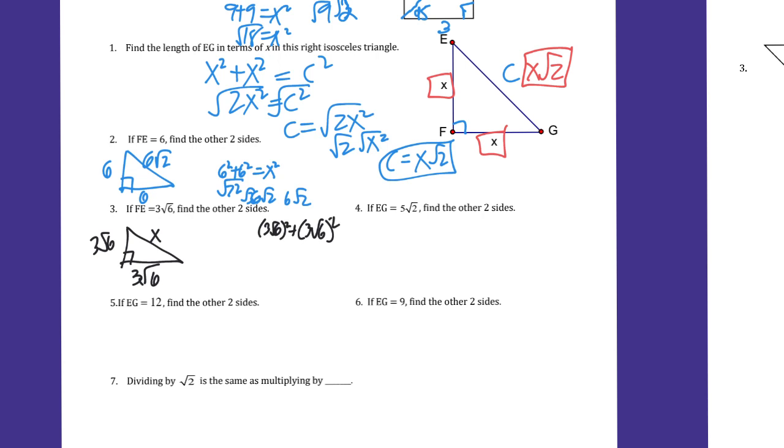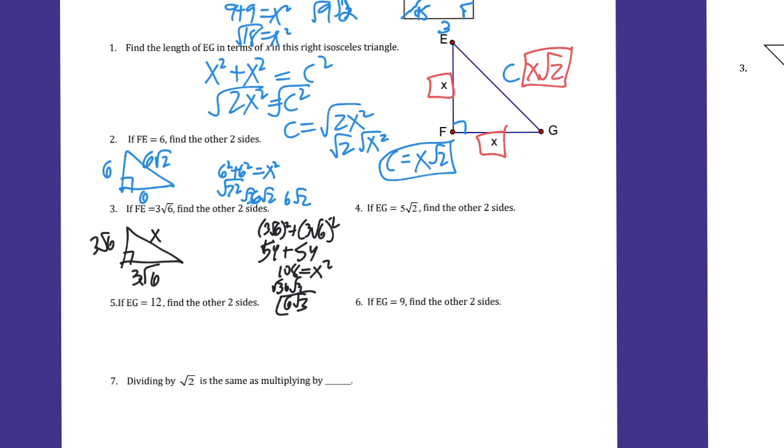That would be 6 times 3 is 18. Or no, 9 times 6 is 54. So this would be 54 plus 3 square root of 6 squared would be another 54. That'd be 108 is equal to x squared. If you break it down, you're going to get the square root of 36 times 3, the square root of 36 times the square root of 3, or 6 root 3.